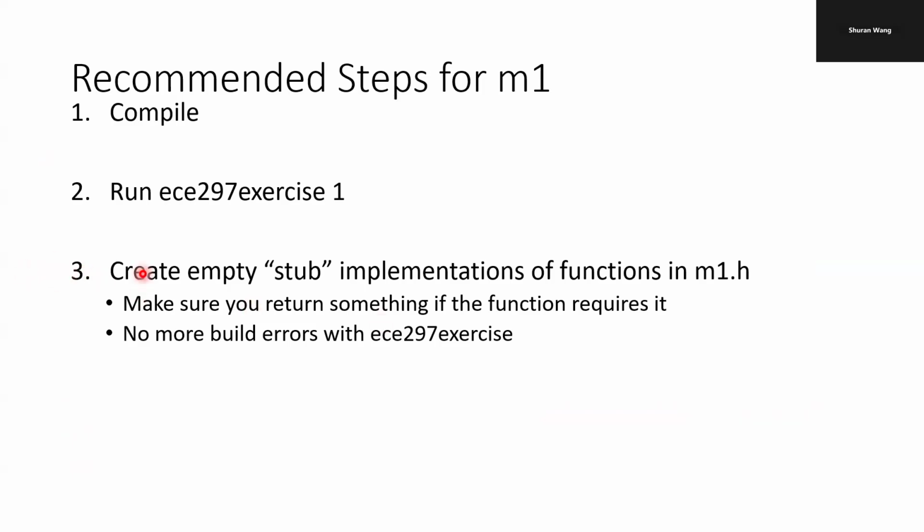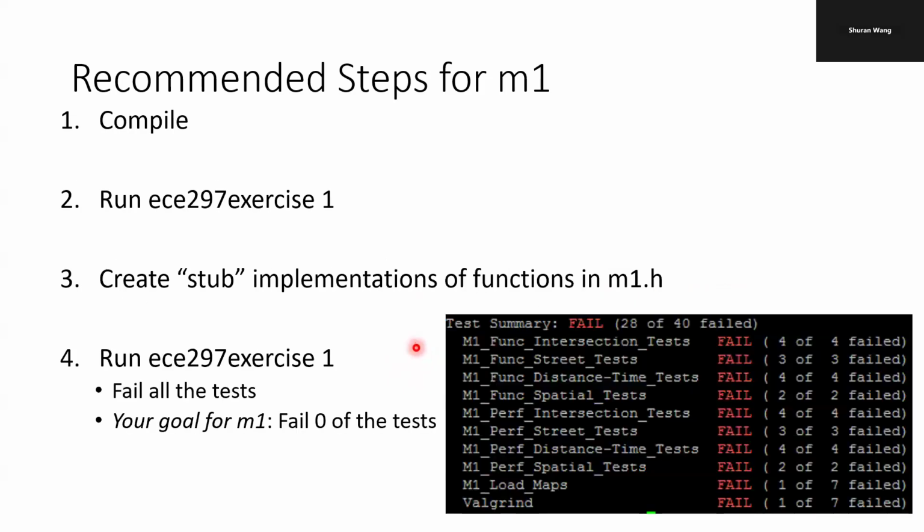So we create an empty stub implementation of each function in m1.h. You don't have to implement anything yet. If it needs to return something, return a 0 for a number, an empty vector for vectors, and so on, until there are no more build errors with the ECE297 exercise command. This is so that you can test your functions individually using the tests. In this case, because all of the functions are empty, you should be failing all of the tests.